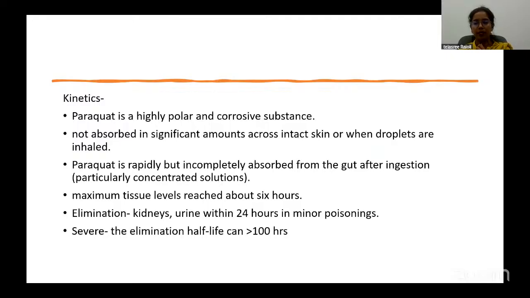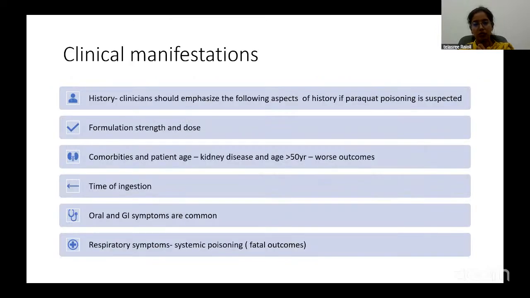minor poisoning, but it will be delayed because of the ATN caused in the kidneys in severe poisoning, so there won't be elimination of the paraquat. Paraquat will not get metabolized. It will be eliminated as the same paraquat only, and the elimination half-life is more than 400 hours. Sorry, 200 hours. So the clinical manifestation, if we look into it, is mostly history based.